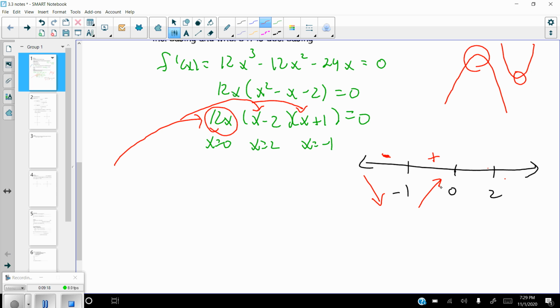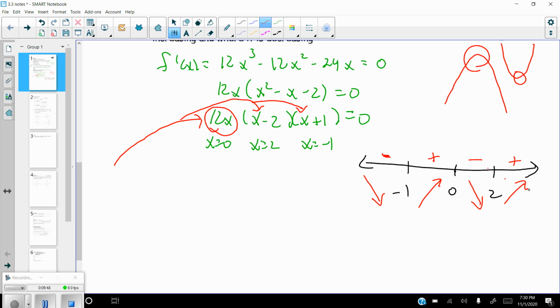If I take something in between 0 and 2, like 1, plug it into 12x, that's positive. Plug it into x minus 2, that's negative. Plug it into x plus 1, that's positive. So I get 2 positives times a negative, which makes a negative, meaning decreasing. And then if I take a number greater than 2, like 3, plug it into 12x, x minus 2, x plus 1, all of those are positive. So multiplying a whole bunch of positives together gives you a positive, which means increasing.